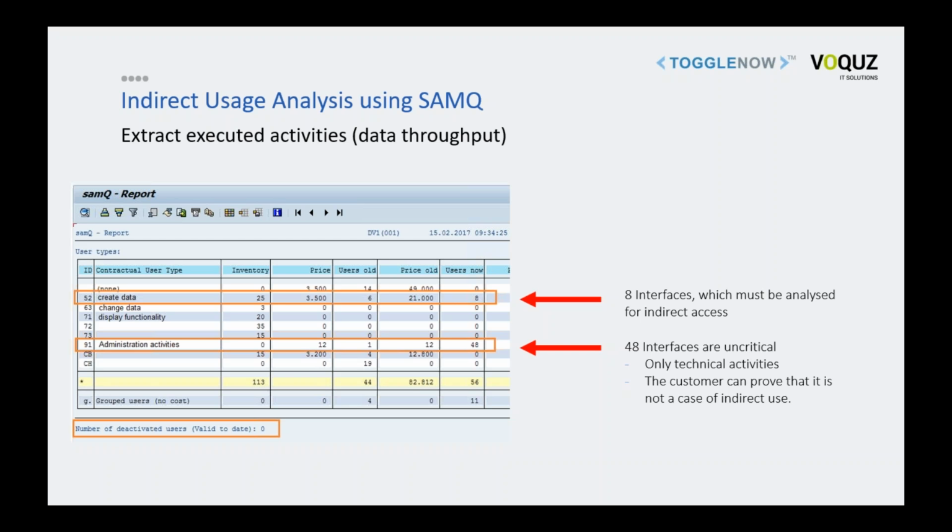So one of the things that we typically do across all of the interfaces that have been detected is looking at the ones that are really critical for indirect use, right? So in this example here, we actually see 8 interfaces that are actively creating data. And so that's usually where we want to spend our time taking a closer look at what those are and what's happening there. The lower box where it says administration activities, those are typically uncritical, right? That's perfectly fine, allowed in the terms of use of SAP.